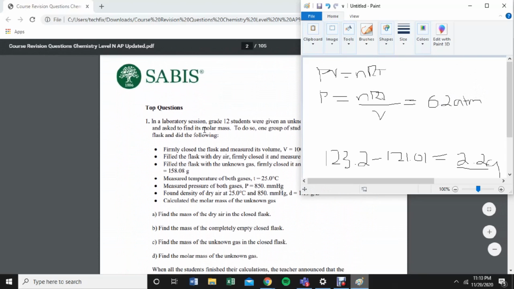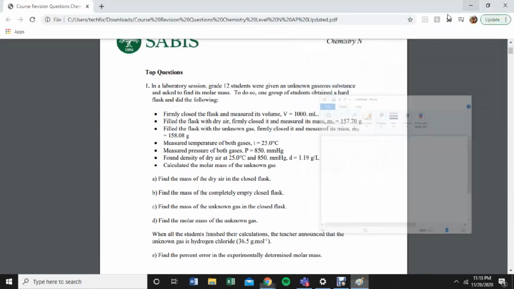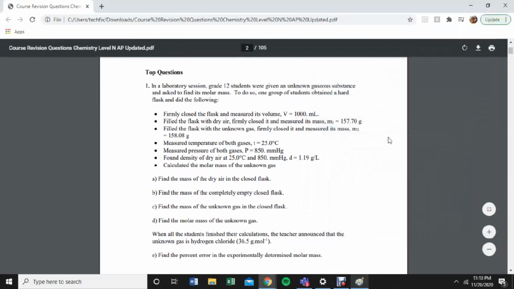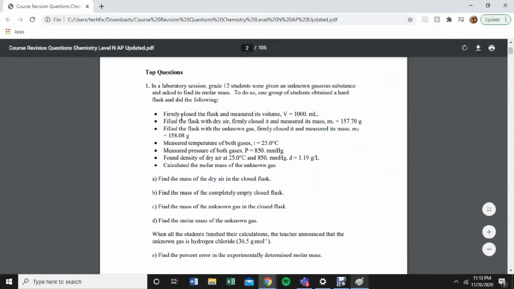Now, next question. Let me just clear this. In a laboratory session, we don't need to read that part. There's a flask with a volume of 1000 milliliters, so 4 significant figures. They filled the flask with dry air and measured its mass here. They filled the flask with unknown gas and measured its mass here. They measured the temperature and the pressure of both gases, and found the density of dry air, which is 1.19.